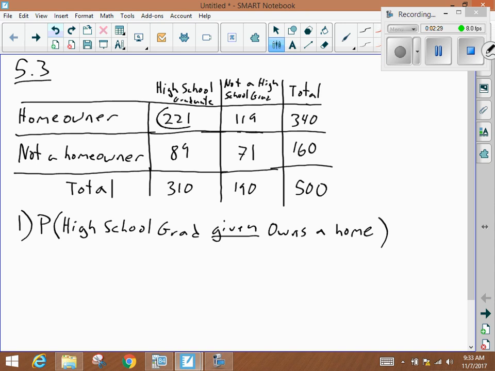We see this number, those are homeowners who are high school graduates. But we're only interested in the set of people who own homes in this case. So our total sample size is not 500. Our sample space is not 500. It is 340. So that's what's changing. So this probability is going to be equal to 221 out of 340.